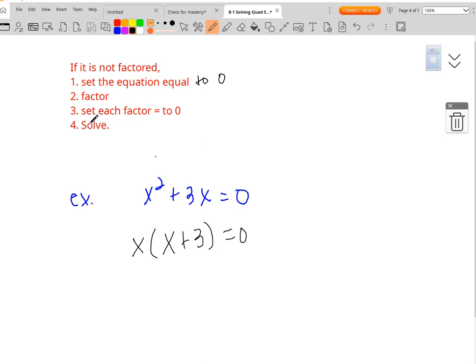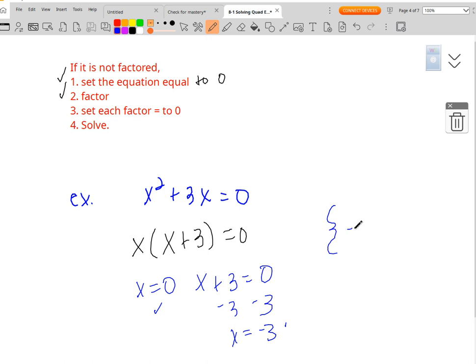Yeah. Okay. So it was already set equal to 0. We just factored it. Now we're going to do what we did on the last page, set each factor equal to 0. So x is equal to 0, that's one of the factors, and then x plus 3 equals 0, and then we subtract 3. Right. We're solving this one. And so now we know that one of the solutions is 0, and one is -3. So we're going to write it in set notation, -3, 0.